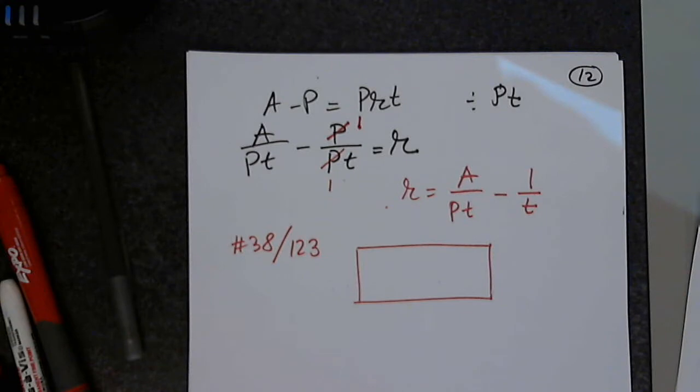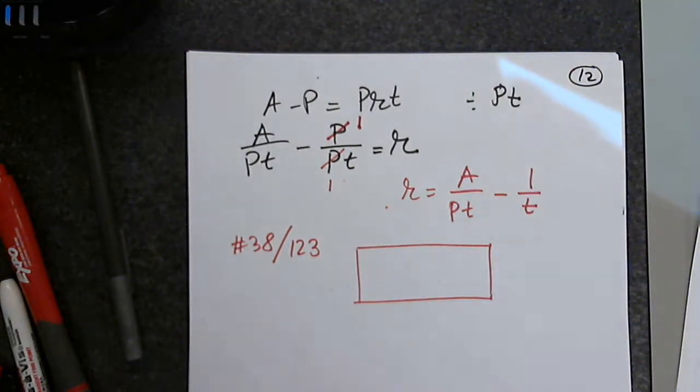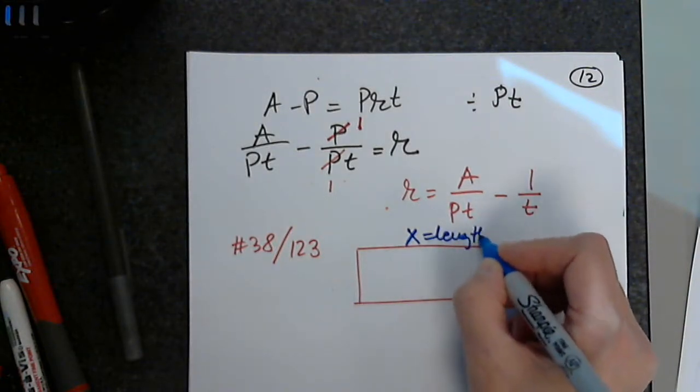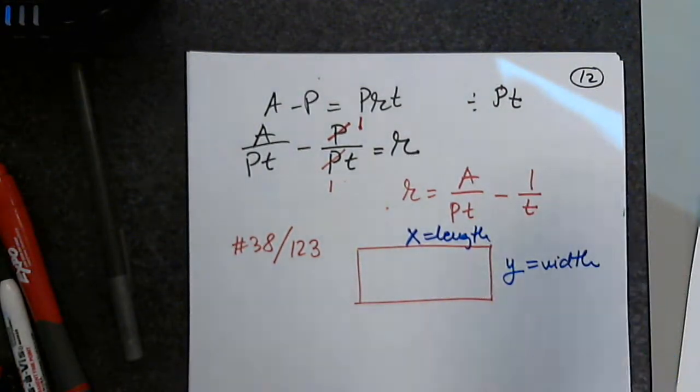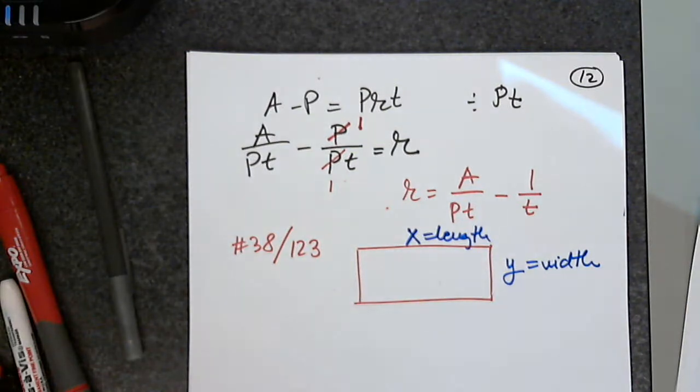Now, careful. If the length of a rectangular parking lot is 10 meters less than twice its width, so I have to use some names. I'm going to say, I don't know, it doesn't matter. This is X and this is Y. So this is the length and this is the width. So the length is 10 meters less than twice the width. Please tell me what to write in mathematical terms, of course.